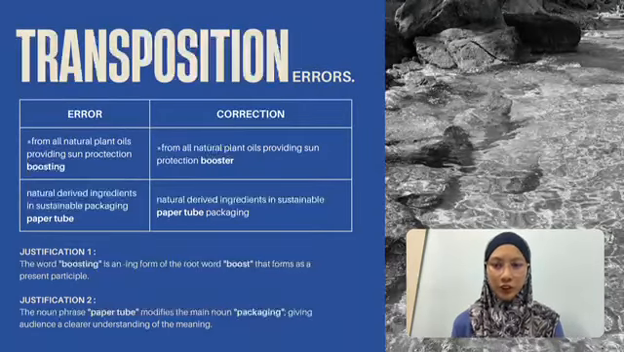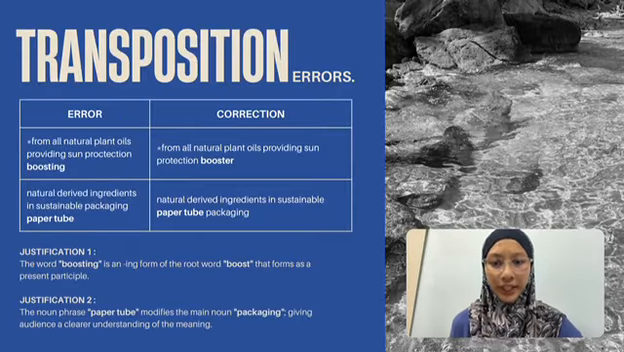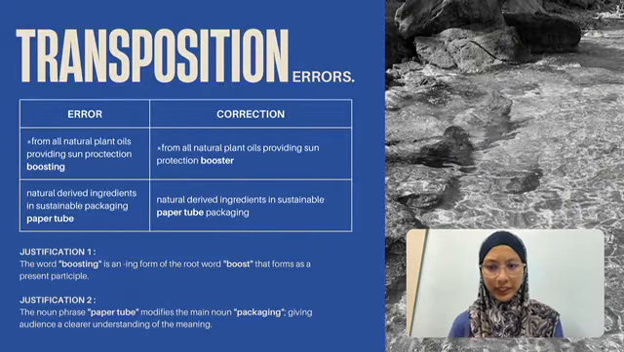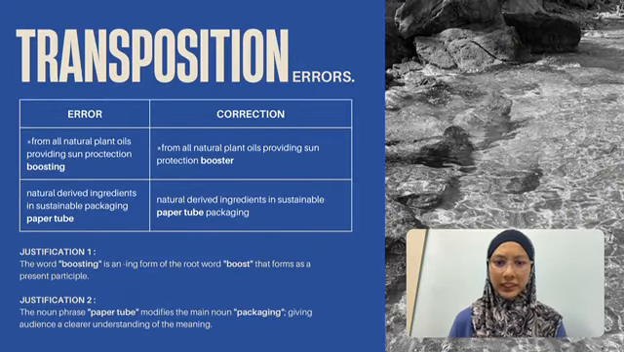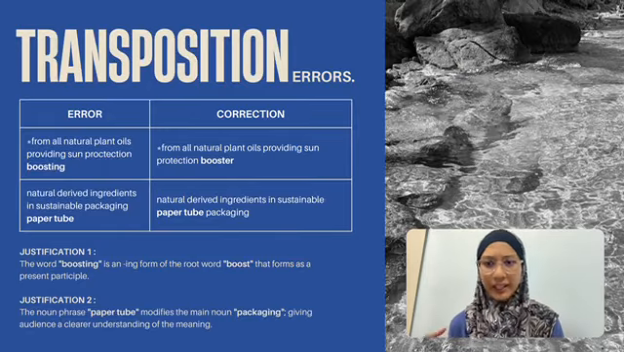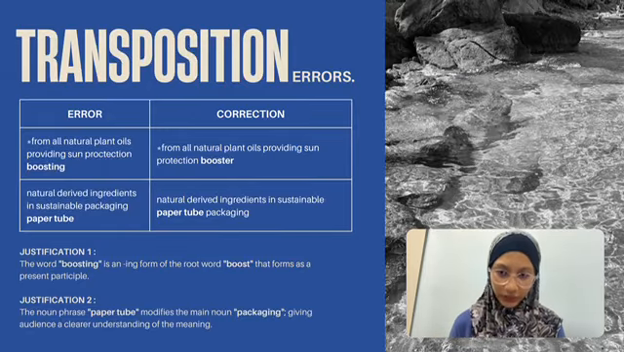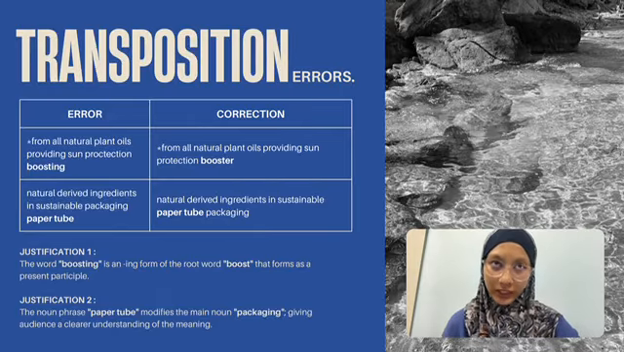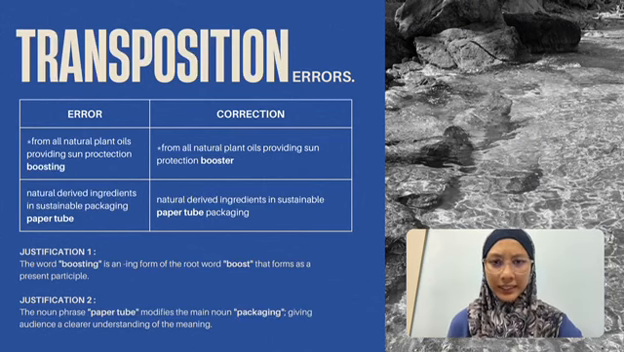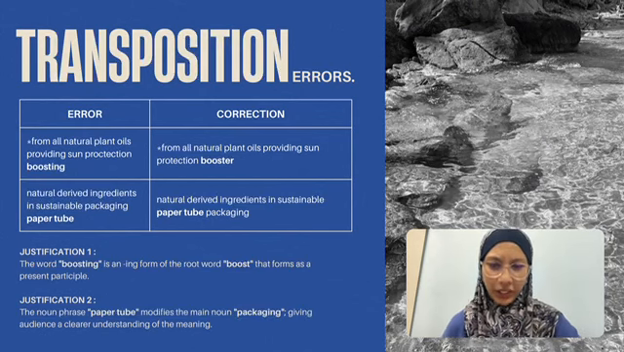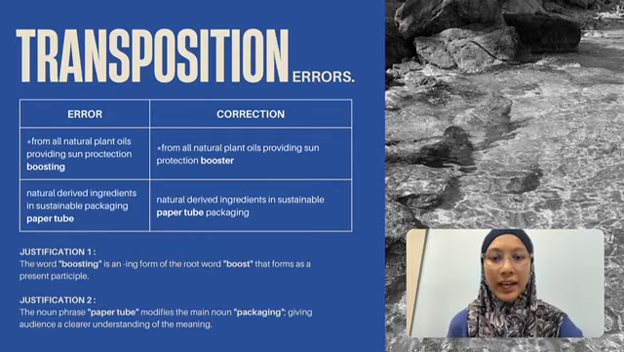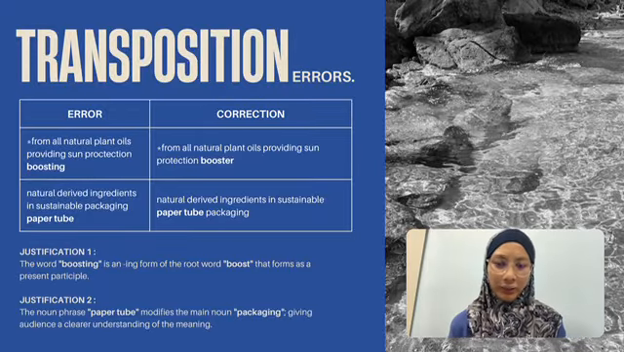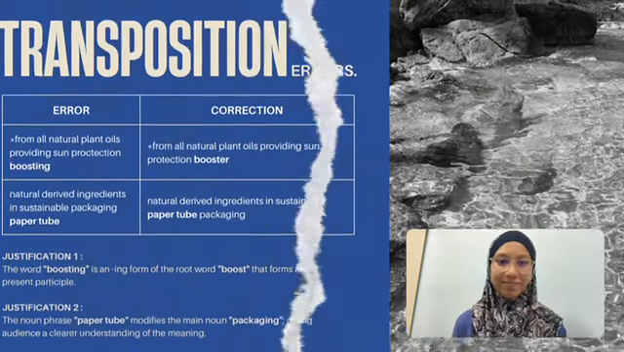And finally, for transposition errors, the phrase providing sun protection boosting was corrected to providing a sun protection booster because the word booster is the correct noun referring to an ingredient that enhances protection instead of the word boosting. The second example is packaging paper tube, which we change to paper tube packaging. This word order is grammatically correct because paper tube functions as a modifier describing the type of packaging. That is all. I will continue the presentation on to the next presenter.